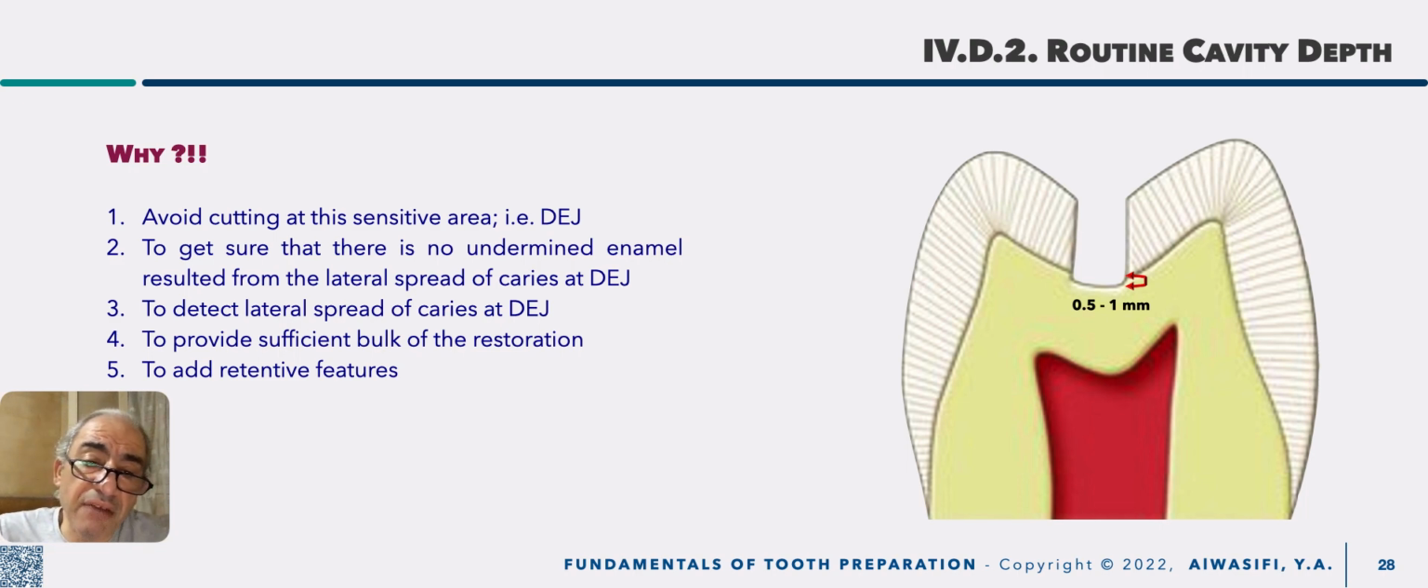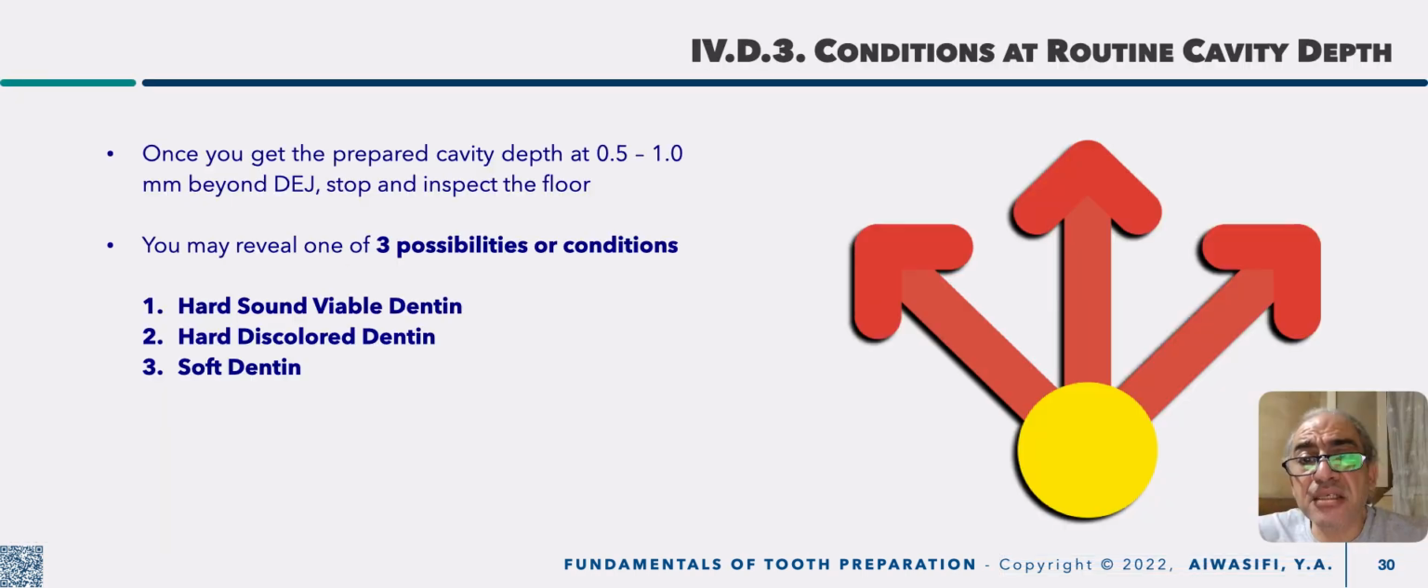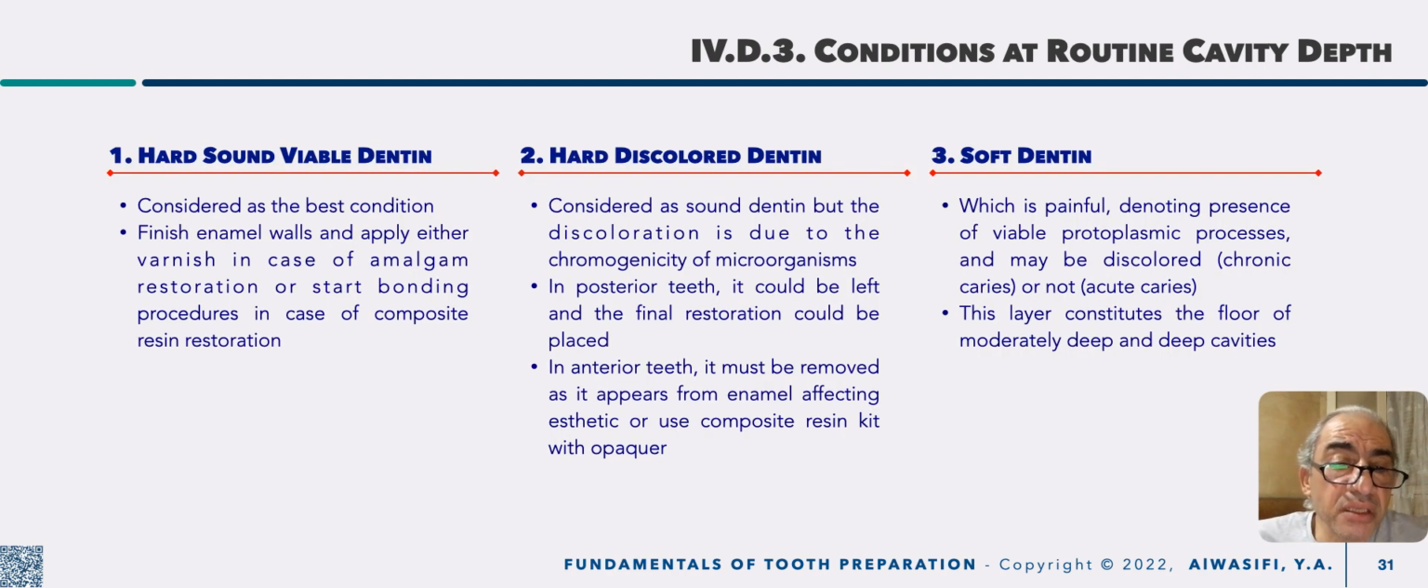But when you cut a cavity, just stop at routine cavity depth and examine the condition of your floor. At this routine cavity depth, there are three possible conditions you may discover. Either you have hard, sound, viable, normal color dentine, or hard discolored dentine, or soft dentine. Hard sound viable dentine is the best condition. You finish the cavity, finish your enamel walls, and apply either varnish or bonding agent according to your restoration: varnish for amalgam, bonding agent for composite resin restoration. This is the best condition.